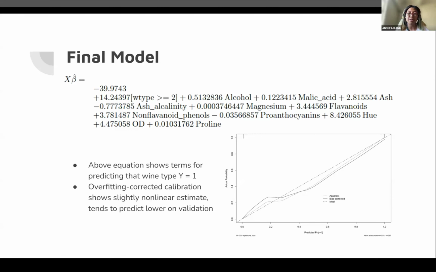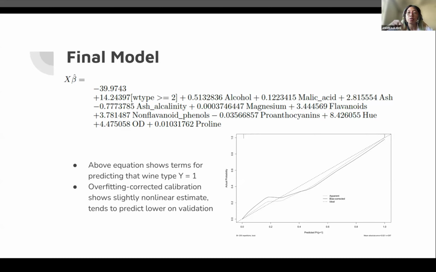It's a case of time constraints and such, but it is a little bit tricky, especially with such a small data set. As for analysis, what I did was apply a bootstrap calibration to see how well it could fit the actual probabilities versus the predicted probabilities. We see that the mean absolute error is 0.021 in this case. With the apparent and the bias-corrected, overfitting-corrected calibration, we do see a nonlinear estimate, which tends to predict lower in validation, but it still tries its best to match itself to an extent, especially with the higher probabilities when predicting that the wine type is the first one in particular.